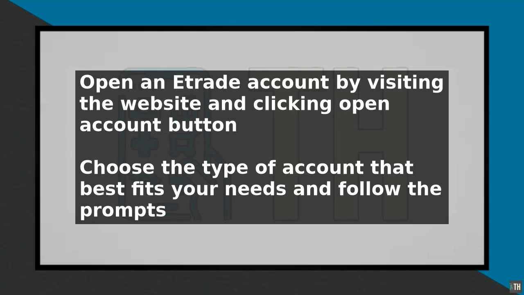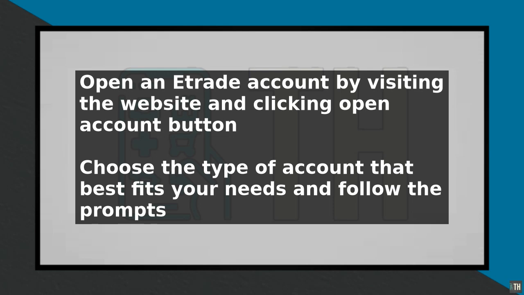To open an Etrade account and buy stocks, start by going to the Etrade website and clicking on the Open an Account button. You will be prompted to choose the type of account you want to open, such as a brokerage account or an IRA. Select the account that best fits your needs and follow the prompts to enter your personal and financial information.